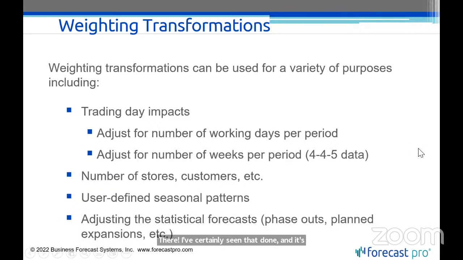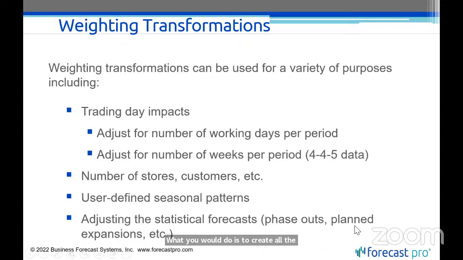We've also seen it used, or I've seen it used, to adjust the statistical forecasts in the future. So the concept is, maybe an extrapolation method works perfectly well to forecast the historic data, but I know that in the future something's going to happen. We're going to phase out this product. So maybe what I'll say is, 3 months from now, we're going to start to phase this out. So I'll generate a forecast, and then I'll take that forecast and I want to reduce it after 3 months. You can actually use weights to do this. What you would do is to create all the historic weights as 1.